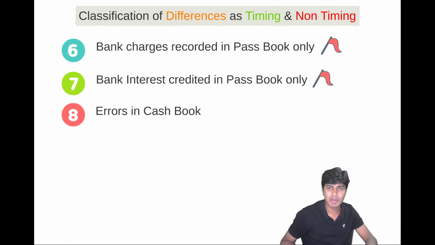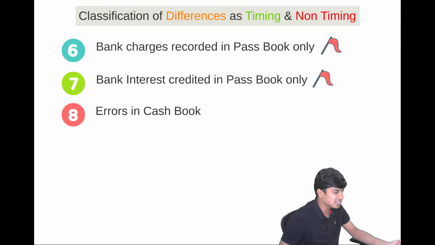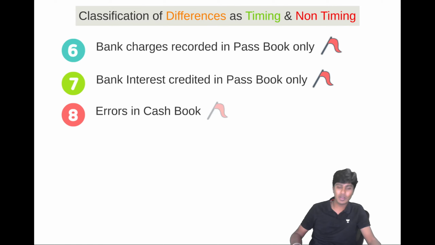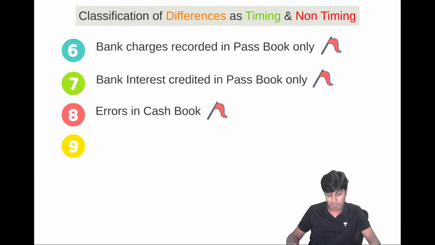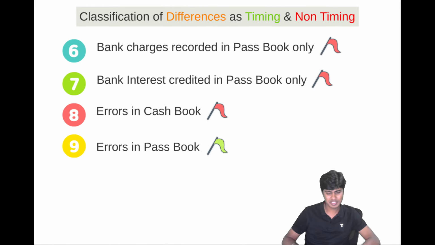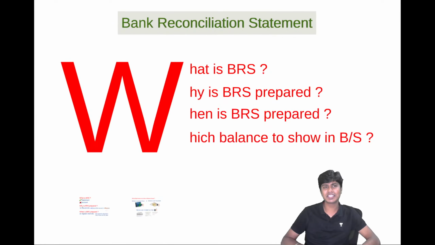And after this come errors in cash book. The name itself says it, errors in cash book. These have to be rectified. These are non-timing differences. And if there are errors in passbook, we can't go down to the bank and make the changes in the passbook. So these will remain timing differences. So this is what we discussed in yesterday's session.